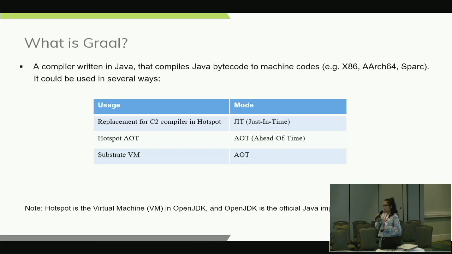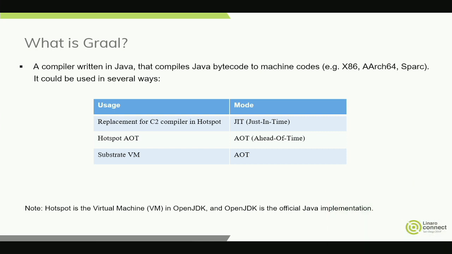So what is Graal? Graal is a compiler. It is written in the Java language. It can compile Java bytecode to machine code. Currently, it supports three backends: x86, AArch64, and SPARC.